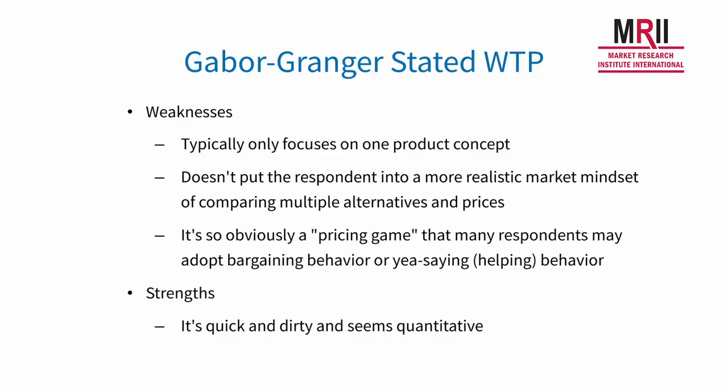It doesn't put the respondent into the more realistic market mindset of comparing multiple product alternatives and prices and choosing which product they would like to buy given that market scenario. That's what conjoint analysis does. Gabor Granger does not. It focuses on each product in a vacuum and just asks people, would you buy it at $25, without any other context specified around it regarding competitors.